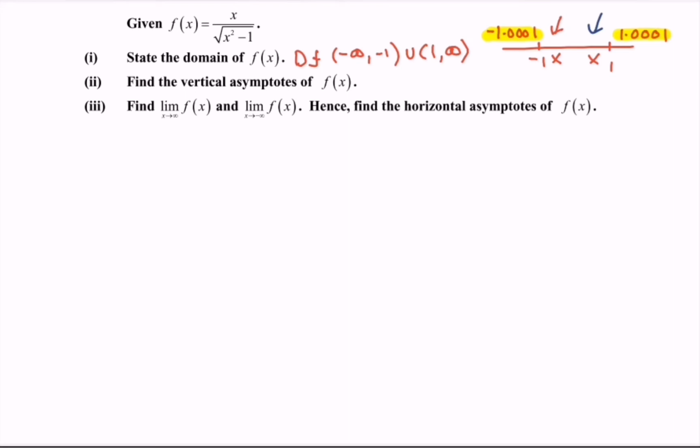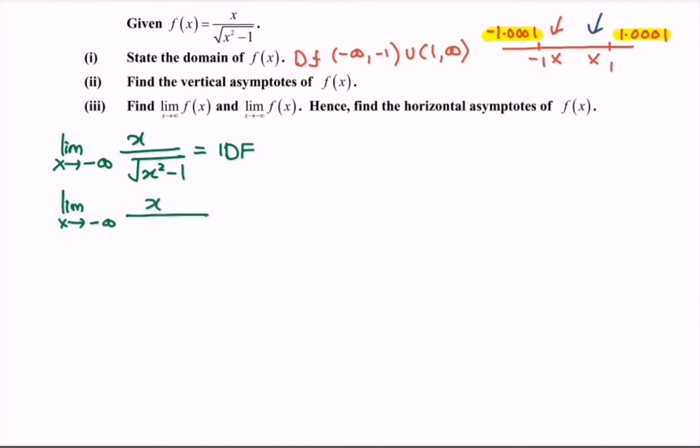Next, moving on with the third part. Find the limit when x approaches positive infinity for the function f(x) and also negative infinity. So the limit when x approaches negative infinity for the function x over the square root of x squared minus 1. Based on the situation, if we substitute, we will have an indeterminate form, which is infinity over infinity. So the suggestion would be to divide by the highest power of the denominator. So here, what we have to do is factor the situation. The limit when x approaches negative infinity of x over the square root of x squared, where we can have 1 minus 1 over x squared.